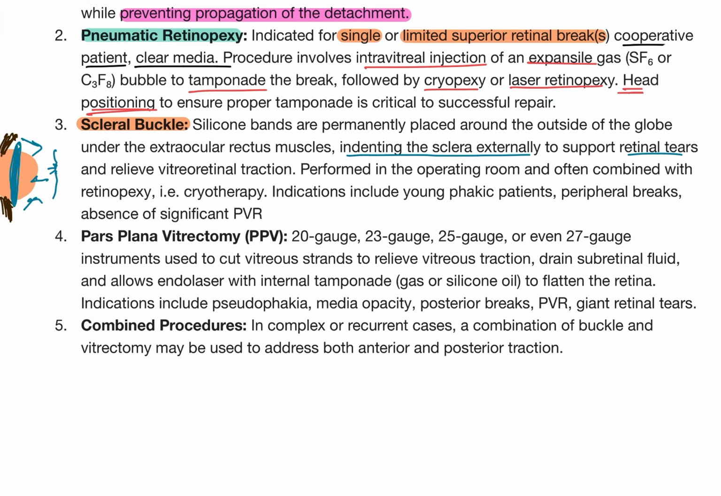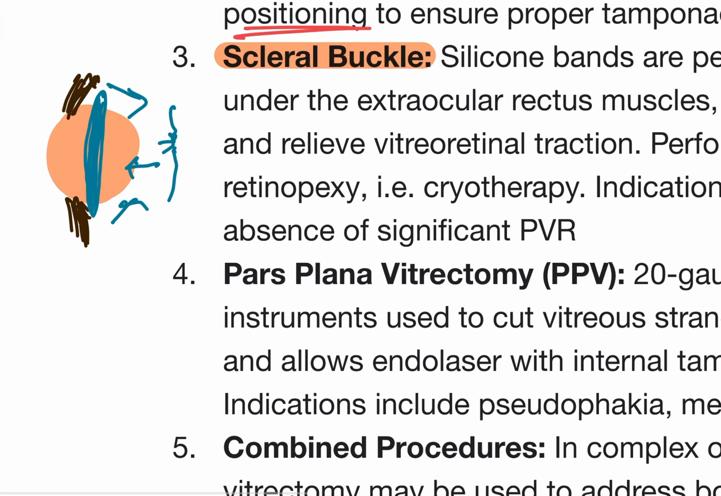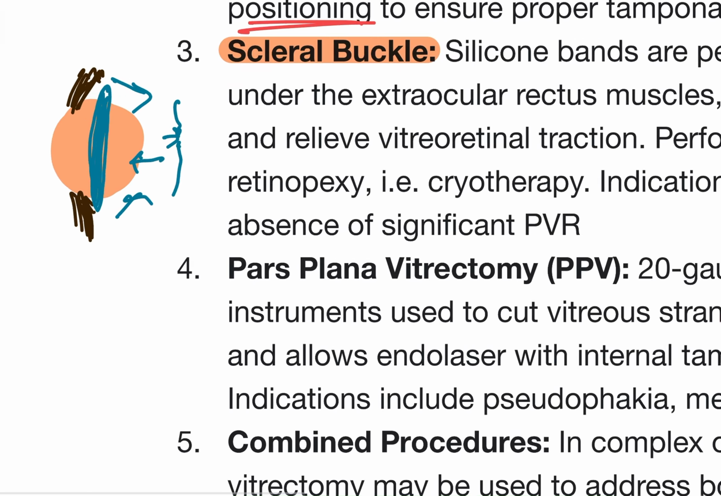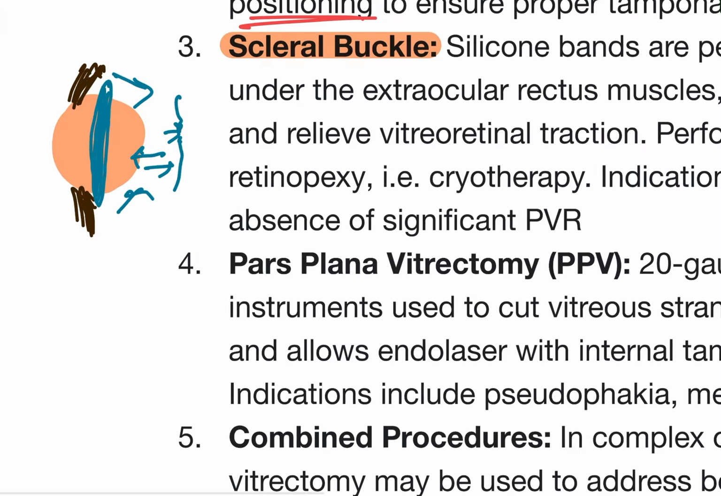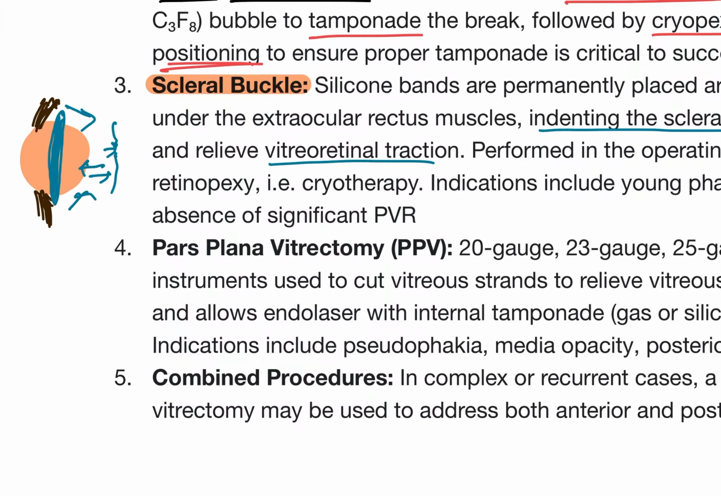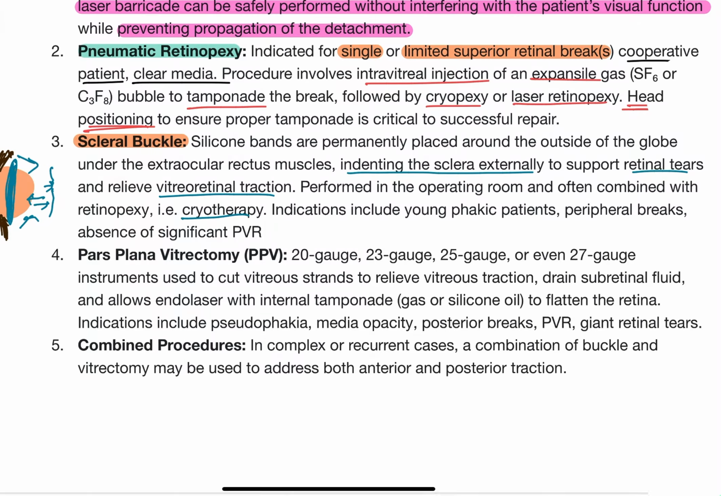This is just simple physics. If you are having traction in this direction, and forces are coming from this side, the traction will be reduced. So vitreoretinal traction also will get relieved. Now the retinal layers are opposing each other. Now you can do cryotherapy. It needs to be performed in the operating room.